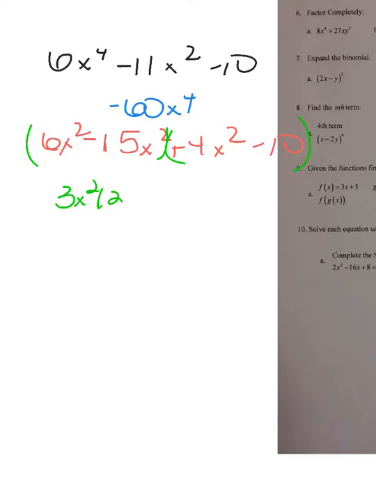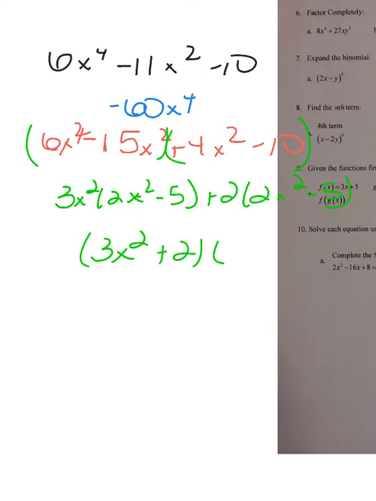times 2, oh sorry, this should be an x to the 4th. So it would be 2x squared minus 5. And the GCF of the second group would be positive 2 times 2x squared minus 5. So my factors are 3x squared plus 2 and 2x squared minus 5.